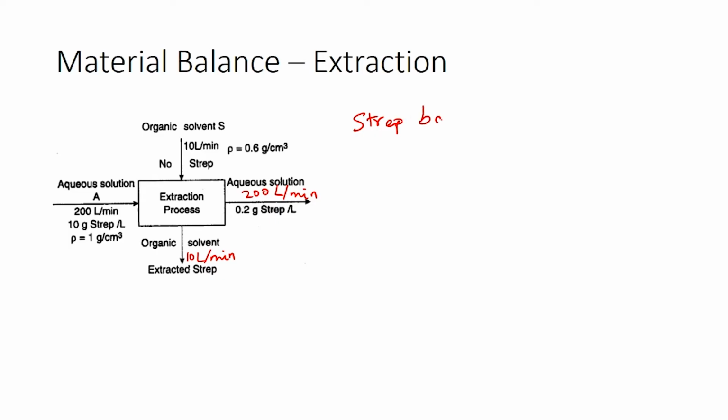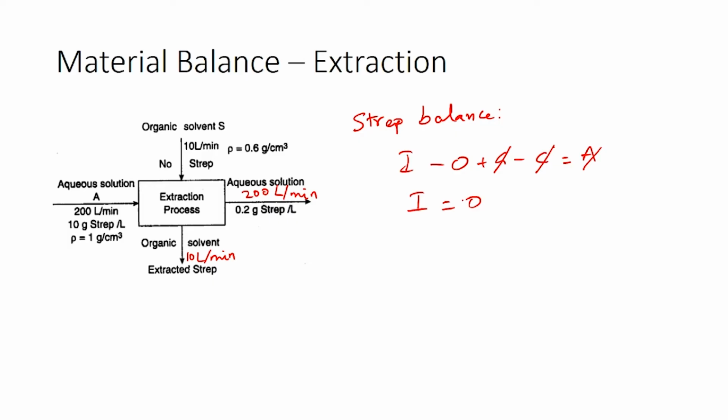Streptomycin balance would be input minus output plus generation minus consumption equals accumulation. So, this being a system without any reaction, we would not have generation or consumption, and considering the system to be at steady state, we would also have accumulation to be 0. So, we end up with an equation which is input equals output.